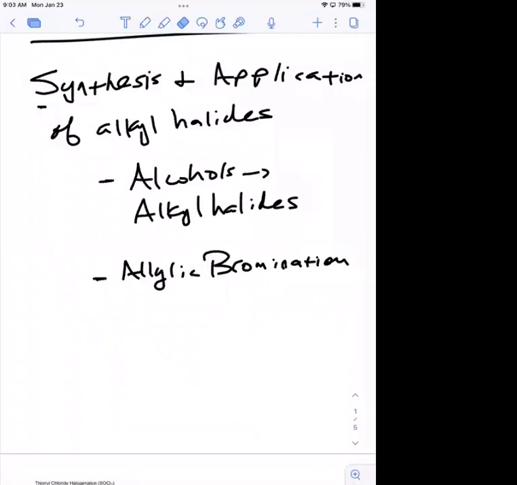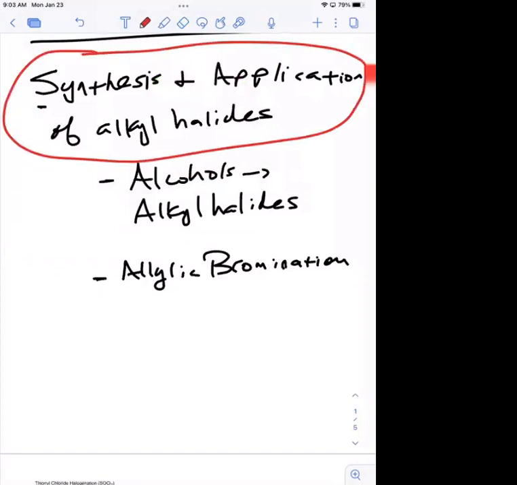All right, so we're starting this new section, and what we're going to start today and work on through Friday is the overarching theme: synthesis and application of alkyl halides. We're going to discuss two methods of making alkyl halides. Not today. Today through Friday, we're only going to do the alcohols to alkyl halides.